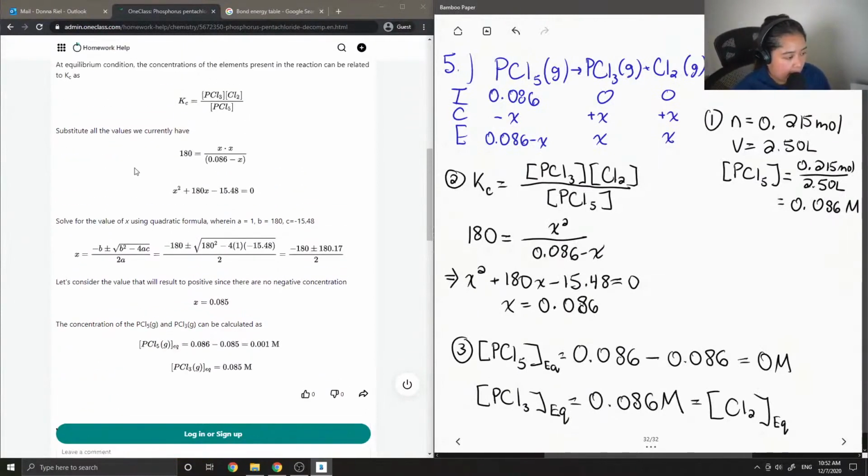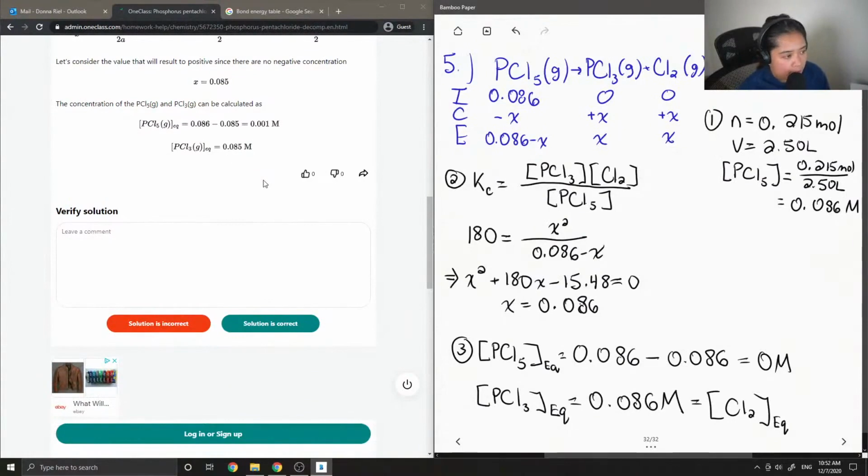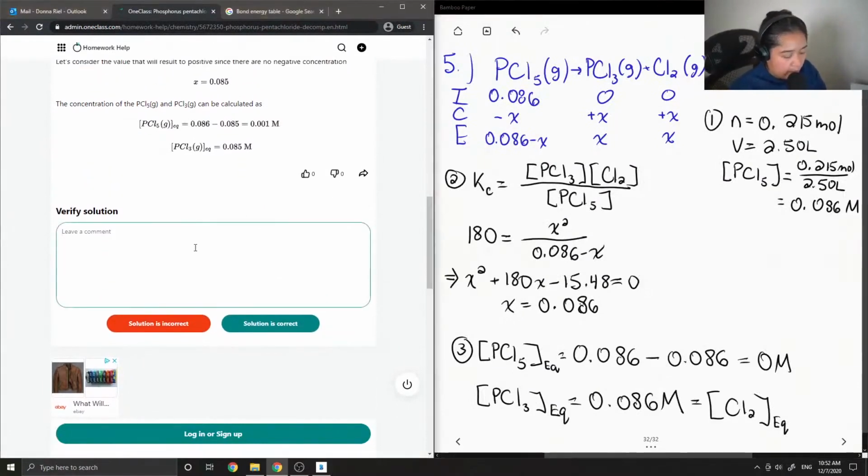And they just did 0.086 minus x. So they got 0.001. So when I got my x value, I just rounded up, but they rounded down. But the solution is still correct.